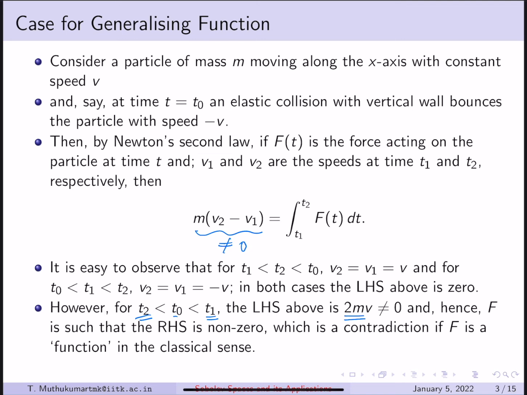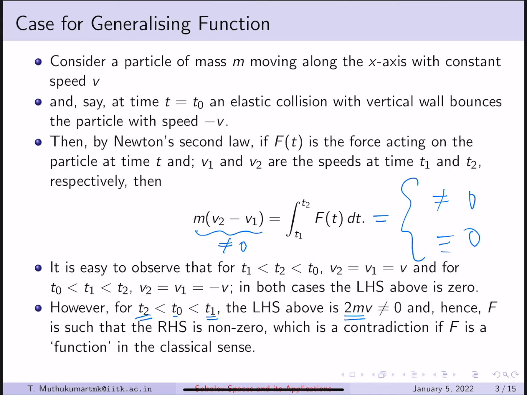So what do we have? In this situation, you have a non-zero value, and in every other situation the RHS is 0, right? Now, is that possible? That's not possible.